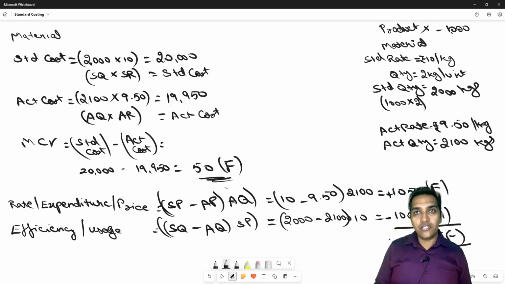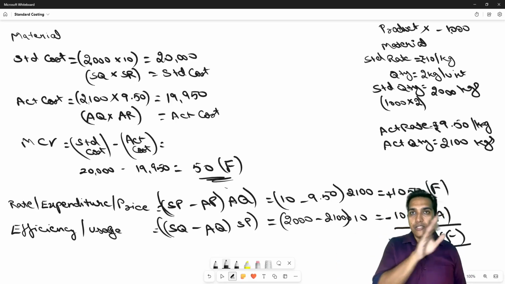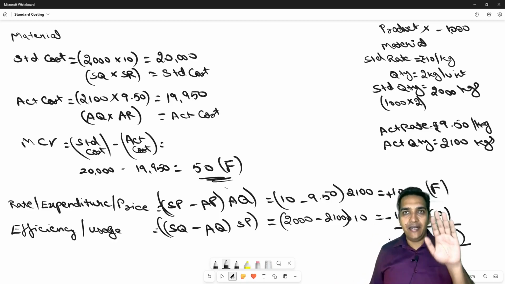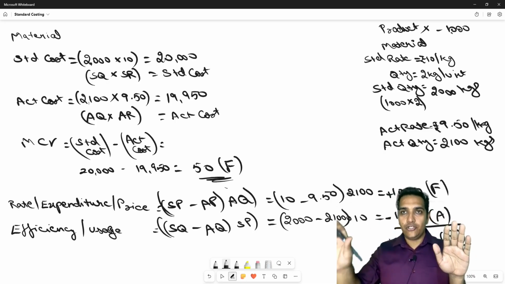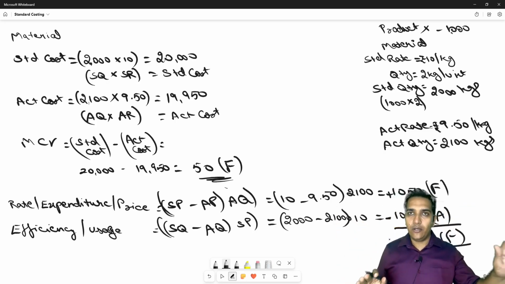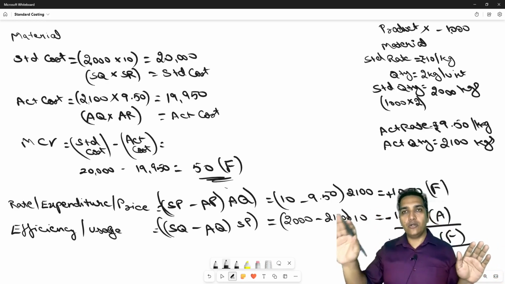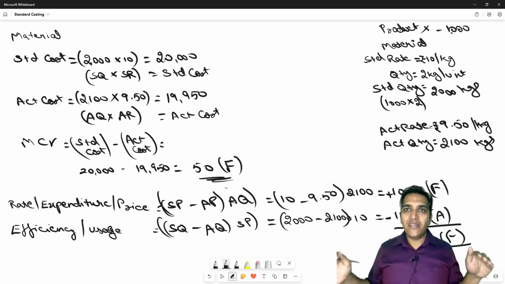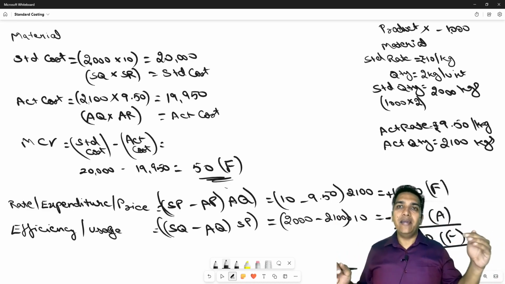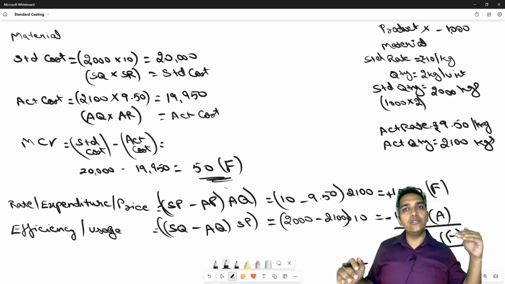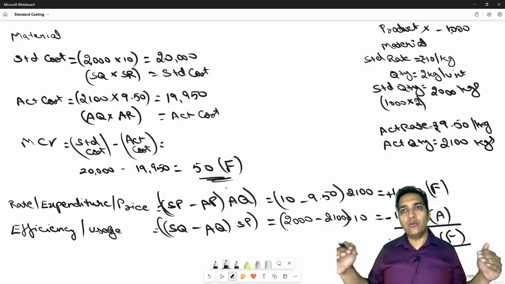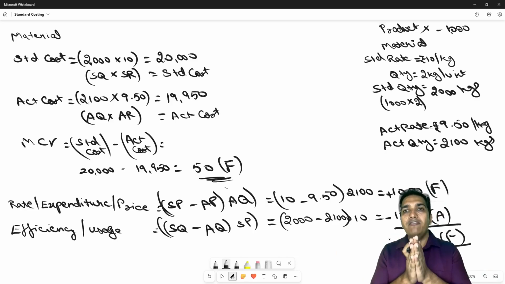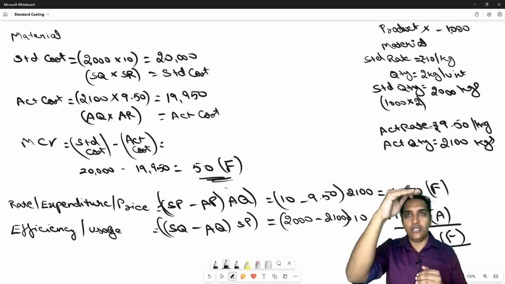So material cost variance is divided into two. One is usage, one is rate. Material cost variance is made up of standard cost and actual cost. Standard cost is made up of standard quantity and standard rate. Actual cost is made up of actual quantity and actual rate. In usage we compare the variance due to material used. In price we compare the variance due to change in price. If we add these two, it becomes my total material cost variance.